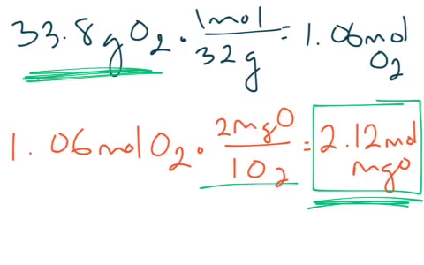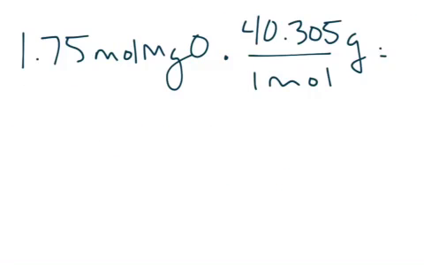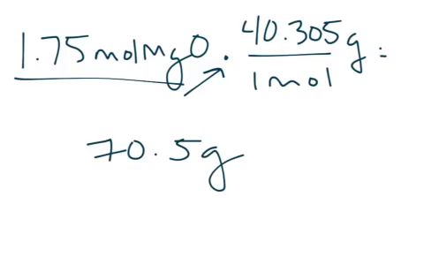The third step for this is to figure out theoretical yield. So we're going to take our limited amount of magnesium oxide, multiply by molar mass, and that gives us a theoretical value of 70.5 grams magnesium oxide.